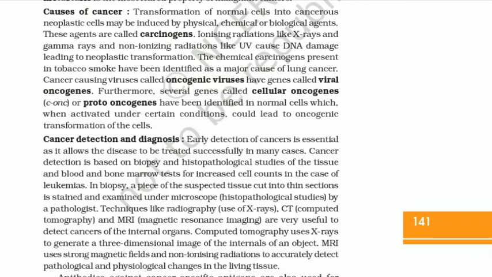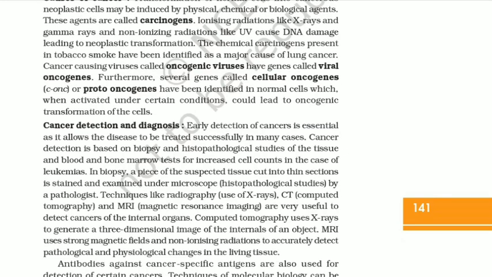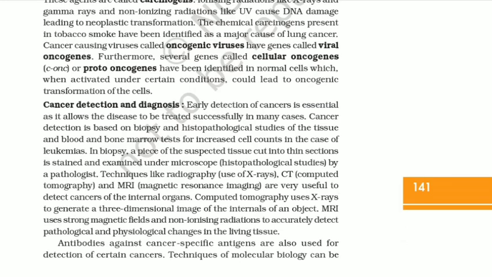Causes of cancer. Transformation of normal cells into cancerous neoplastic cells may be induced by physical, chemical, or biological agents. These agents are called carcinogens. Ionizing radiations like X-rays and gamma rays and non-ionizing radiations like UV cause DNA damage leading to neoplastic transformation. The chemical carcinogens present in tobacco smoke have been identified as a major cause of lung cancer.